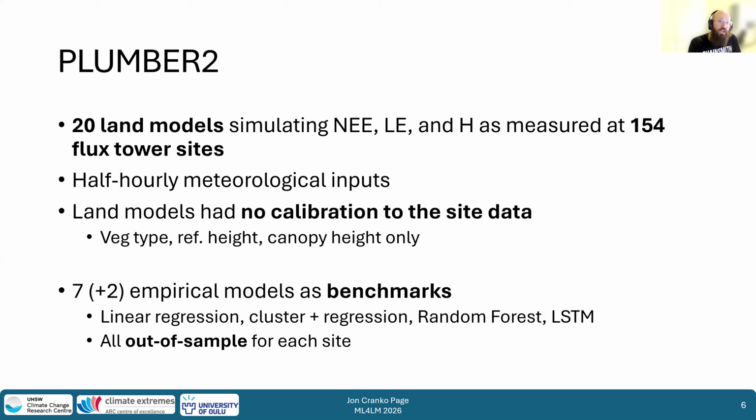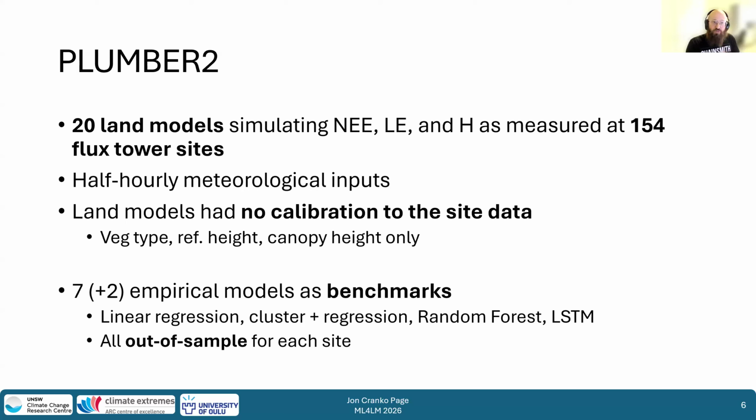Importantly, the land models were asked to run with no specific calibration to the site fluxes. They were given some basic site information, so the vegetation type and some canopy heights, for instance. But they weren't allowed to calibrate the model, which made it so that the land models were running as if they were in a global simulation, say.